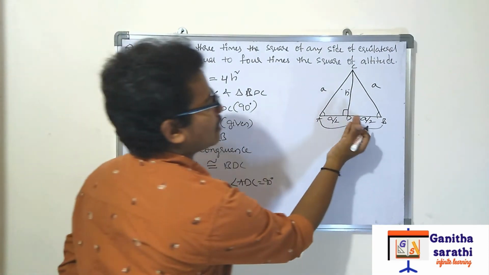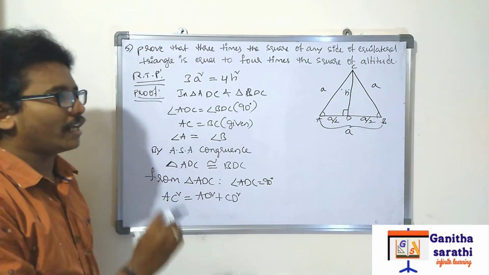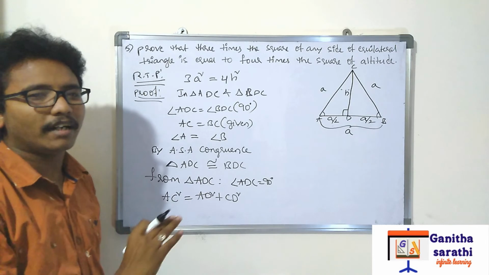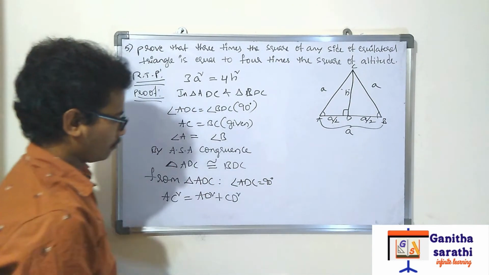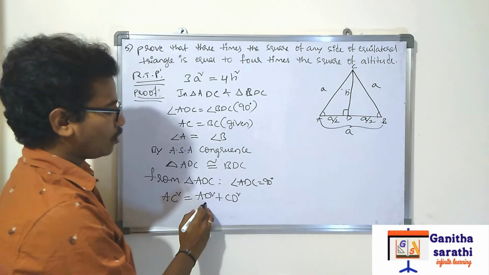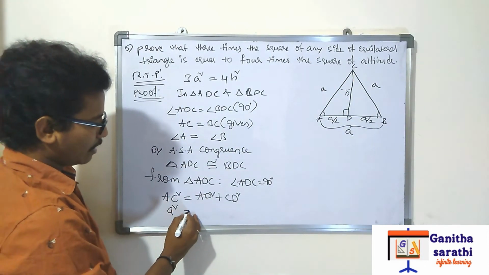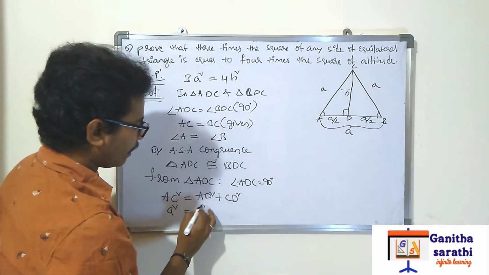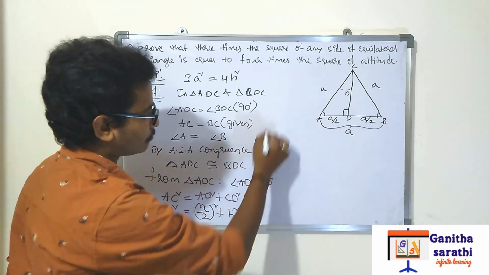Definitely it is dividing into two equal halves, because it is an equilateral triangle. Wherever you draw the altitude, definitely it is divided into two equal halves. A by 2 and A by 2. Now AC square is equal to AD square plus CD square. AC square is A square. AD square is A by 2 whole square. CD square is h square.